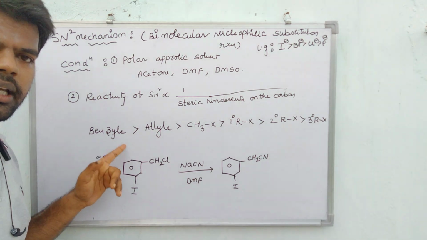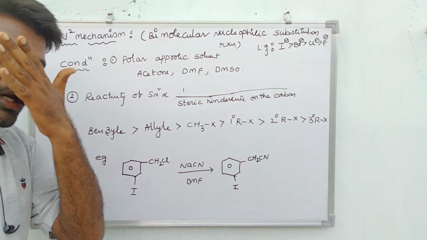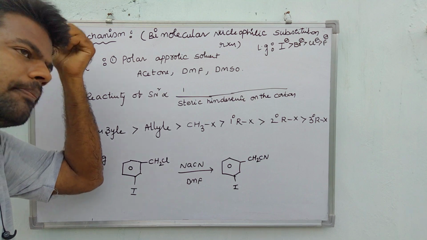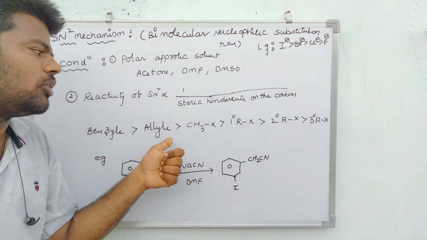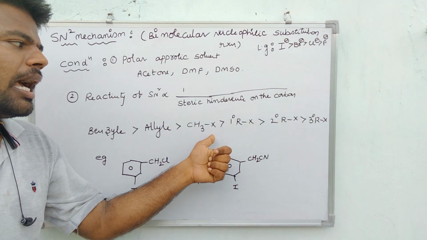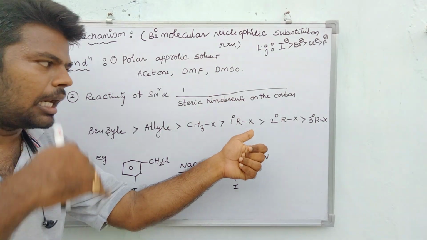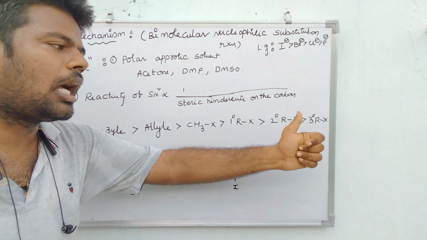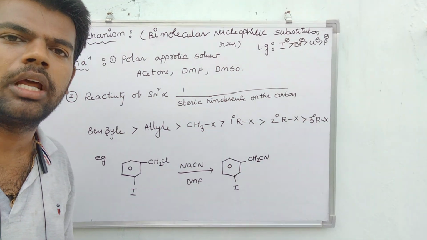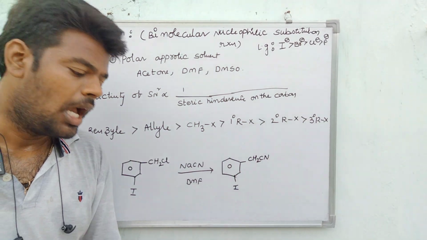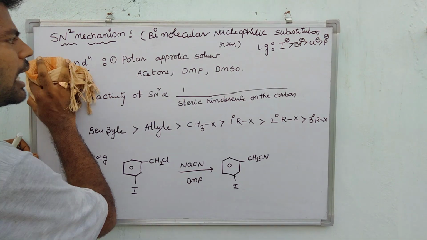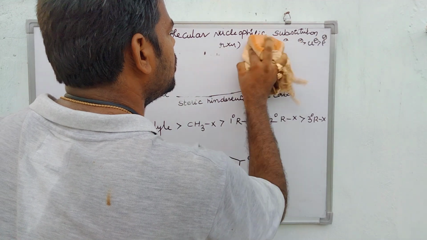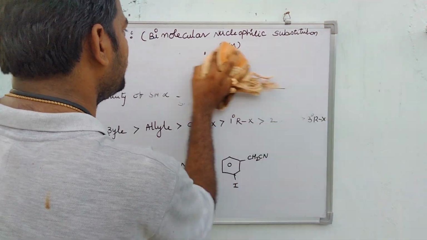One of the important things is that the benzyl group undergoes the SN2 mechanism faster due to its involvement in resonance. After the benzyl group, the next one is allyl. After the allyl, methyl halide. Later comes the primary alkyl halide, later the secondary alkyl halide, and the last one is what? Tertiary alkyl halide.